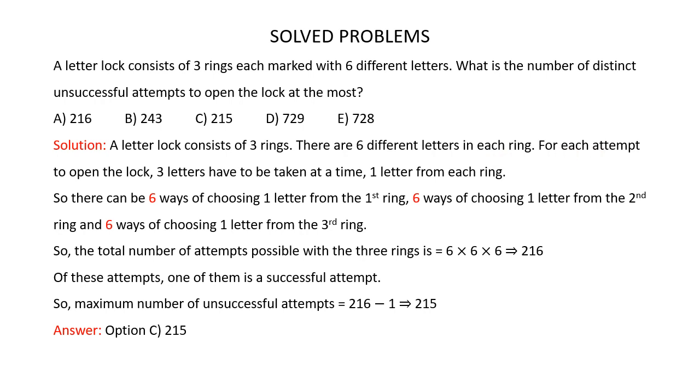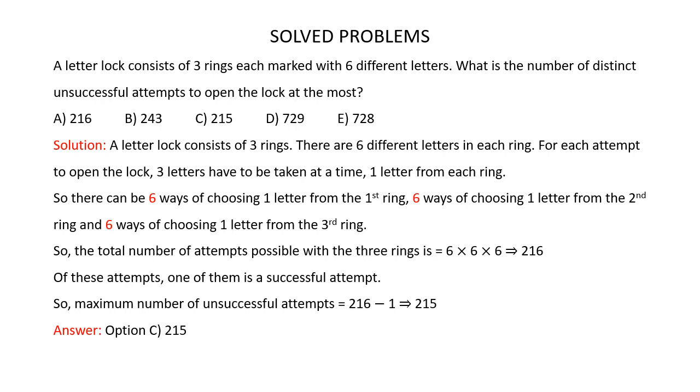For each attempt to open the lock, 3 letters have to be taken at a time, 1 letter from each ring. Now since there are 6 different letters in each ring, there can be 6 ways of choosing 1 letter from the first ring, 6 ways of choosing 1 letter from the second ring, and 6 ways of choosing 1 letter from the third ring. So the total number of attempts possible with the 3 rings is 6 multiplied by 6 multiplied by 6, which is 216.